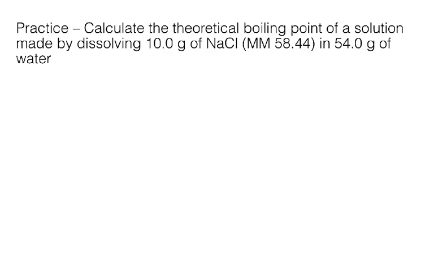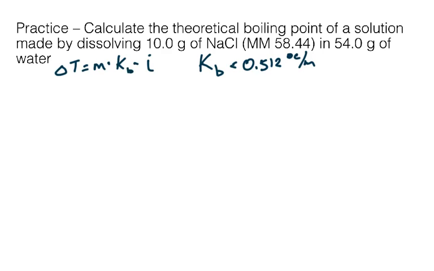More practice. Calculate the theoretical boiling point of a solution made by dissolving 10 grams of sodium chloride in 54 grams of water. So we know that my delta T is going to be my molality times my Kb in this case times my i. My Kb for water I can look up is 0.512 degrees C per molal. And my molality, remember, is moles, in this case of NaCl, per kilogram of water.